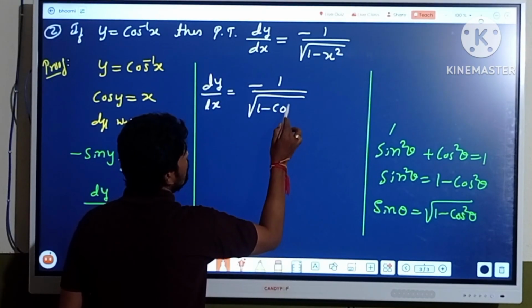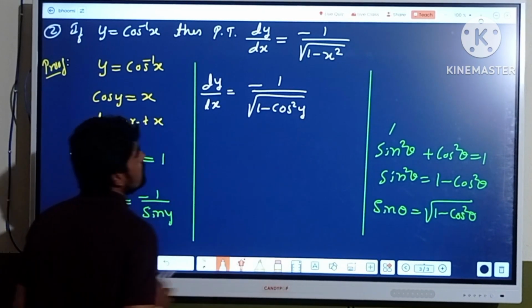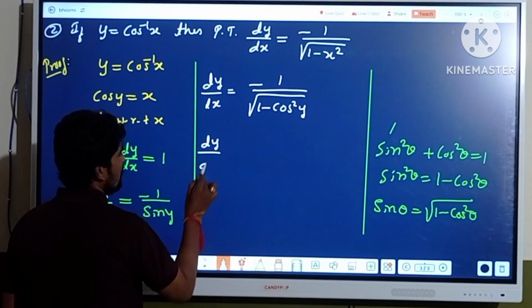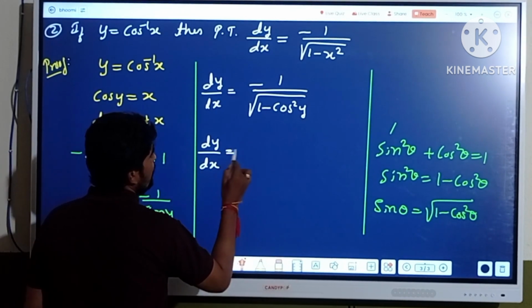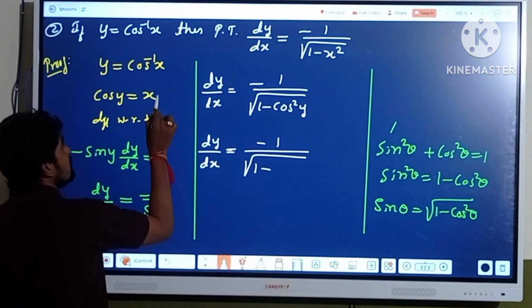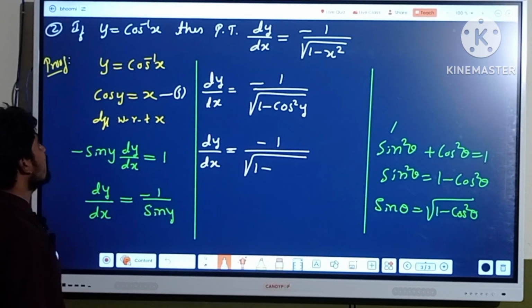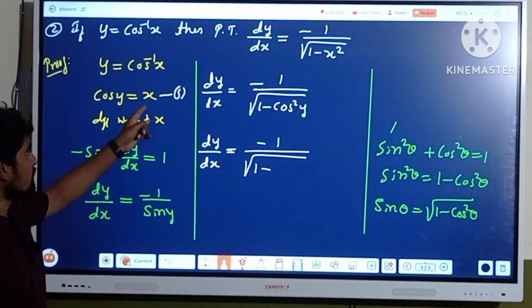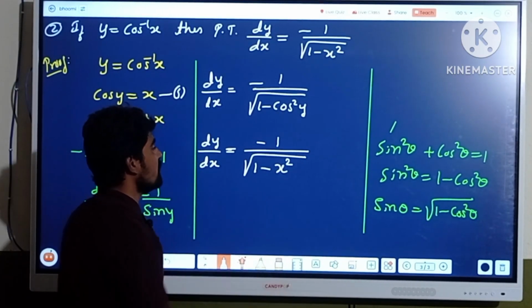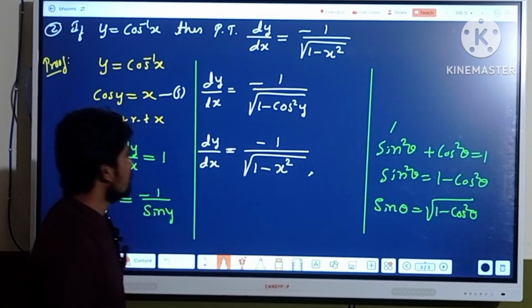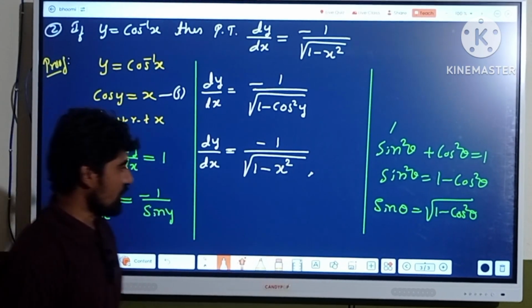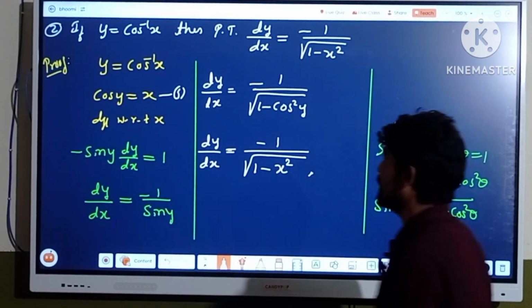Sin y is equal to root 1 minus cos square y. Therefore dy by dx is equal to minus 1 divided by root 1 minus cos square y. So here from equation number 1, if cos y is x, definitely cos square y is x square, and this is the derivative of cos inverse x, that is minus 1 divided by square root of 1 minus x square. I hope all of you are understanding.